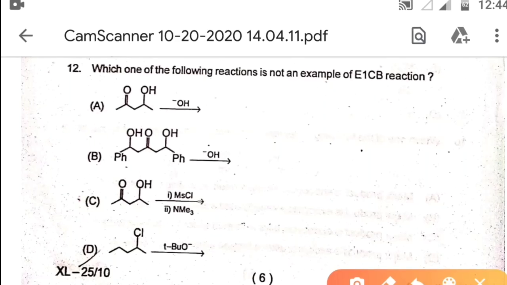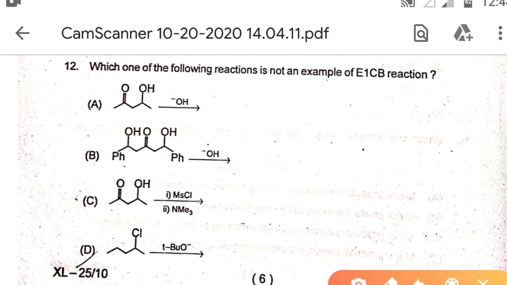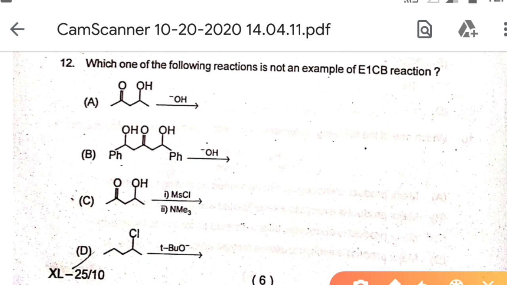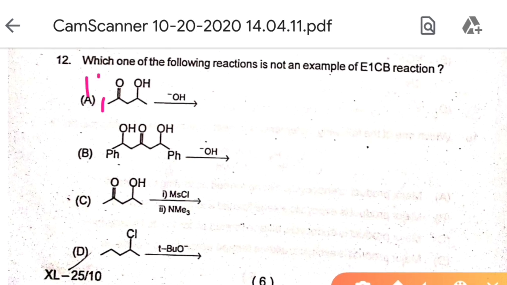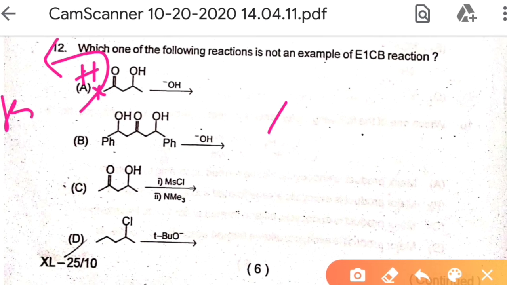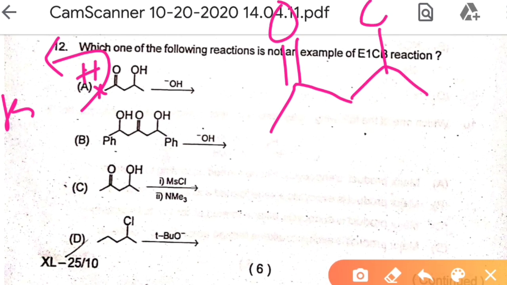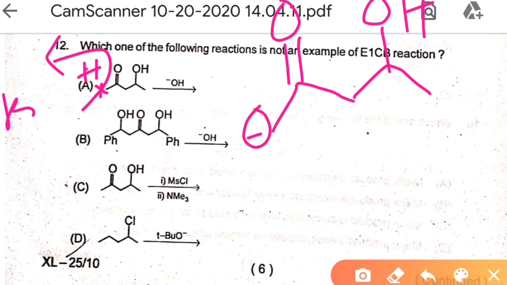Which one of the following reactions is not an example of an E1CB reaction? That is elimination by conjugate base mechanism. Okay, see, in an E1CB reaction, in the first step, a proton is lost to form the conjugate base. That is, suppose here one hydrogen is present. The first hydrogen is abstracted by the base, and this will form the conjugate base, that is a carbanion, here.